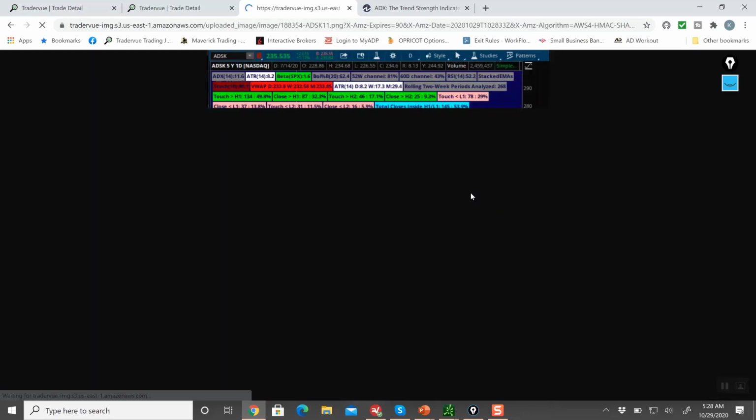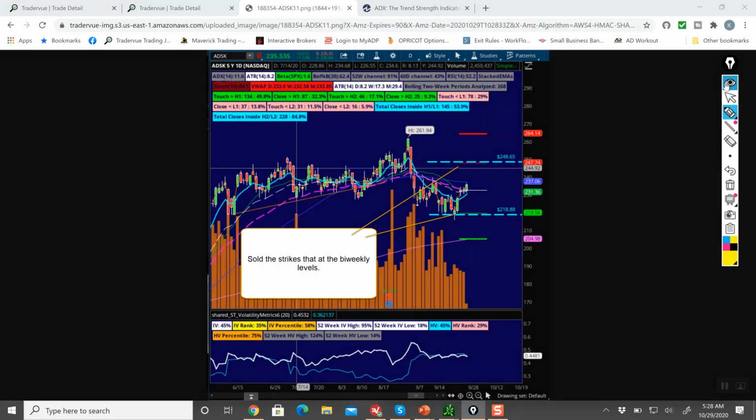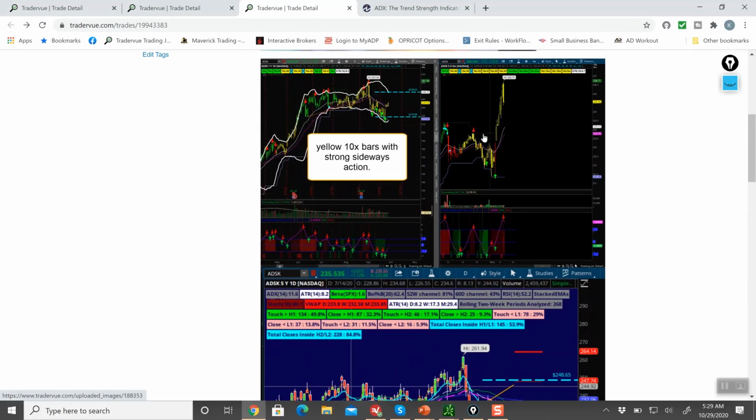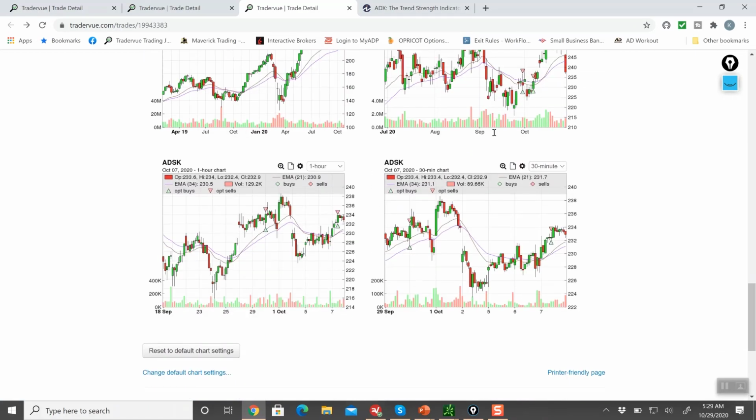All right, go to my weekly wires chart. I sold the strikes right outside of these levels, which it closes inside them 54% of the time. So already I have a 54% chance, just statistically over the 5 years, that I'll close in there. And then I have the yellow 10x bars. And then there was no squeeze. So then you can see how it closed.